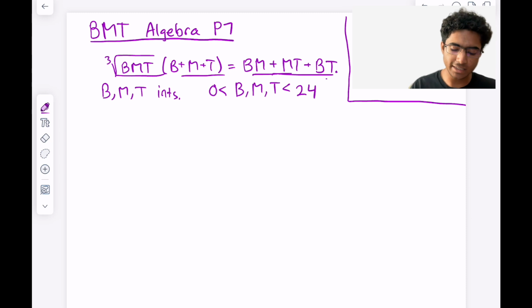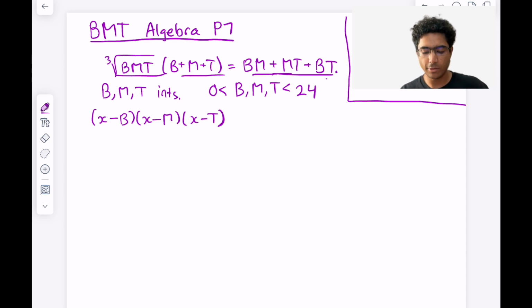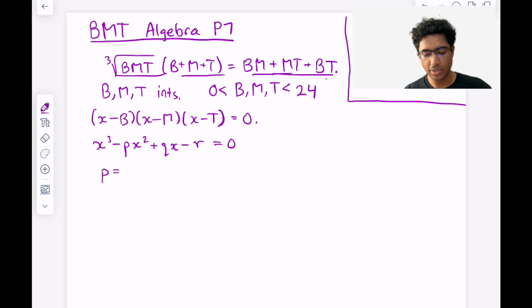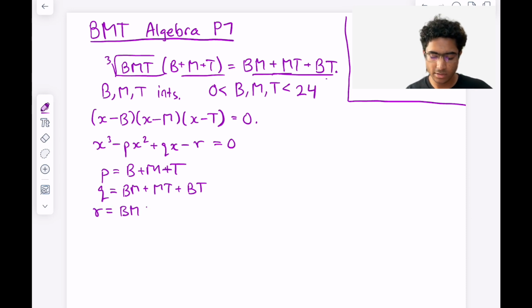Just to recap what that is, if we have a polynomial, x with roots b, m, and t, and let's say we can rewrite this polynomial in the expanded form, then p is the sum of the roots, q is the sums of products of pairs of these roots, and r is the product of the roots, and this can be derived by distributing this product.